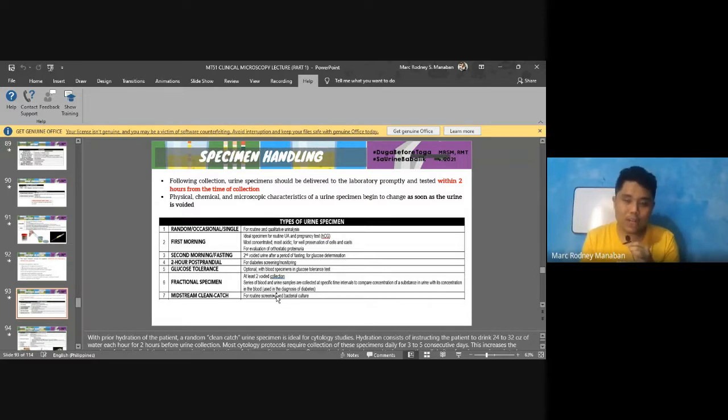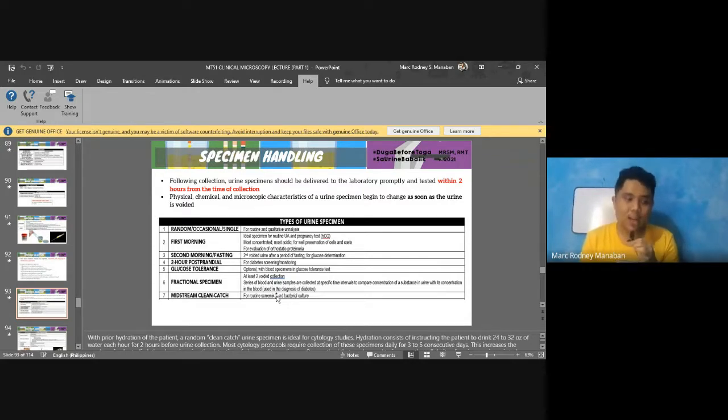Glucose tolerance, it's actually the same as your OGTT. Imong i-pair parisan nimo og urine samples imuhang blood samples. But generally, ang OGTT di na kailangan ng urine samples. The blood samples would suffice. All right. Fractional specimens still the same, no? There are series of blood samples imo siya i-partner with urine specimen. And then imo i-compare ang concentration of the analytes, for example glucose sa blood and then sa urine. So still the same, it's used for diabetes. All right. And of course, you have midstream clean catch.